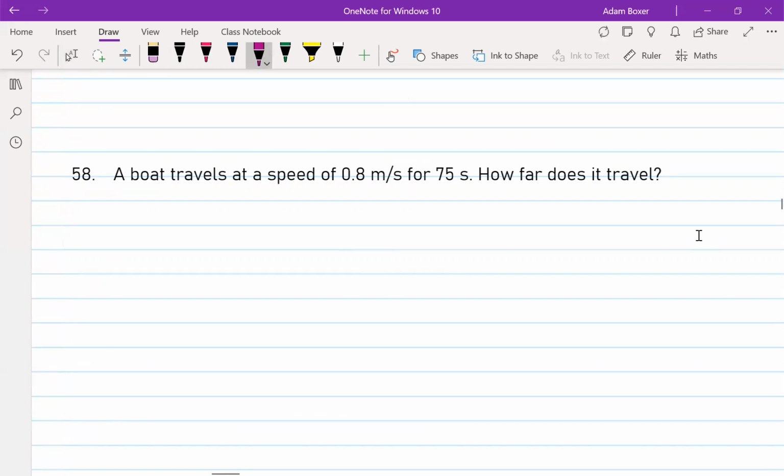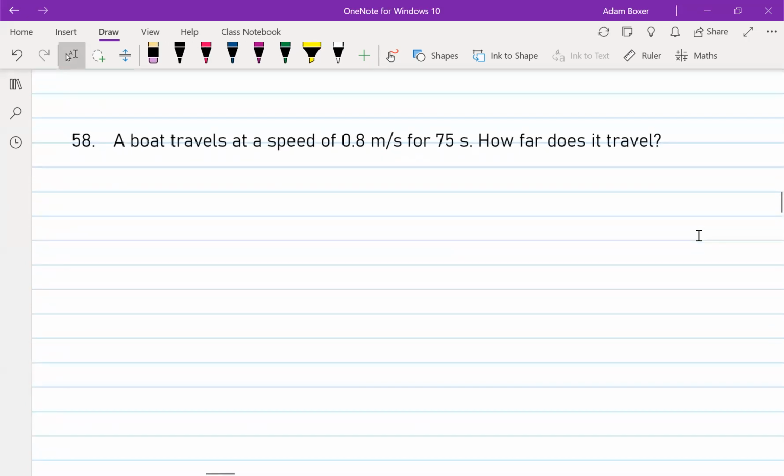Okay, it's time to go over. Get your purple pen. D, E, S, C, U. We've got speed equals 0.8 meters per second. T equals 75 seconds. And if we want, we can write D equals question mark.